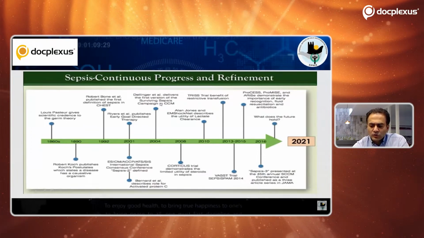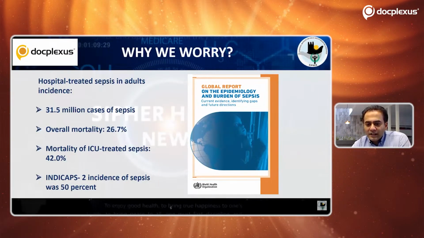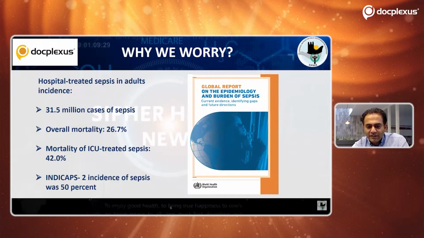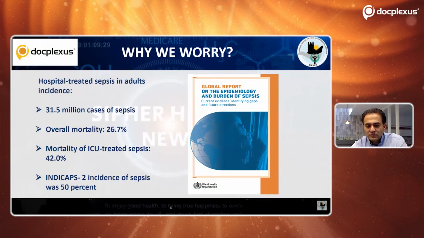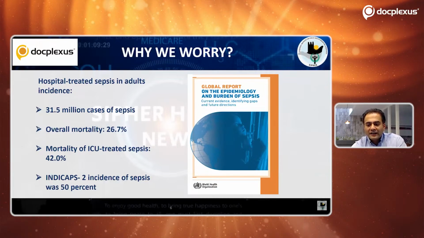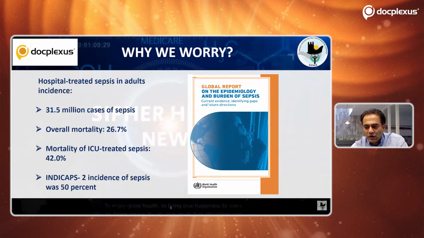So we will go through a bit of history as well as we progress. Why do we worry about sepsis? Why do we want to talk about sepsis? As you can see, the incidence of sepsis is 31.5 million cases. Overall mortality of sepsis is now around 26-27%, and mortality of ICU-treated sepsis is 42%. If we talk about Indian ICU data, the very famous INDICAPS-II study, conducted and concluded in 2021, also said that the incidence of sepsis was around 50%.